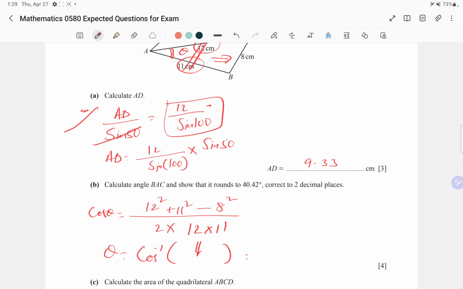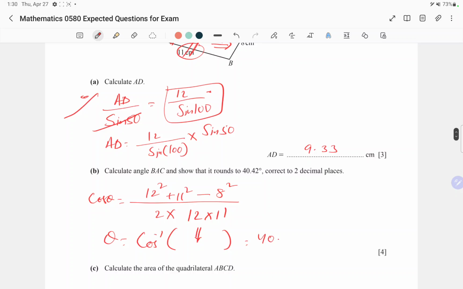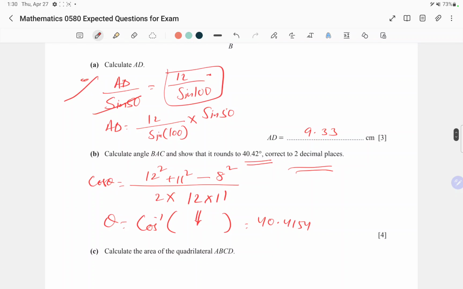Now I got 40.4154. To the nearest 2 decimal places, that will be 40.42, because after 1 there is 5, so we can round it to 40.42.